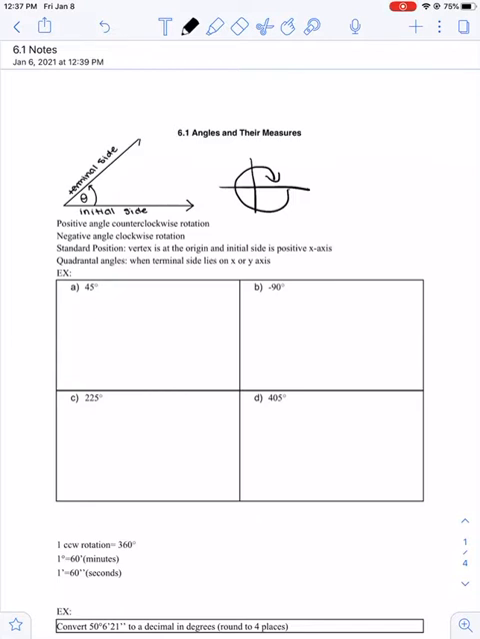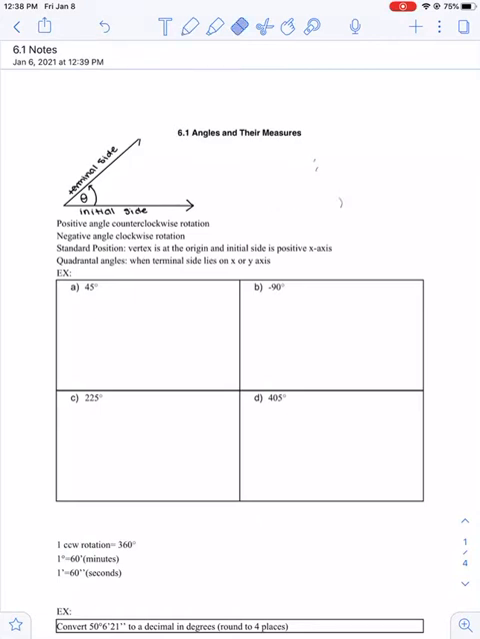Standard position is the vertex is at the origin and the initial side is the positive x-axis. Quadrantal angles are when the terminal side lies on an x or y axis. So quadrantal is just like an angle like this. The angle is lying on that y-axis, and that is 90 degrees. So 90 degrees is an example of a quadrantal angle.